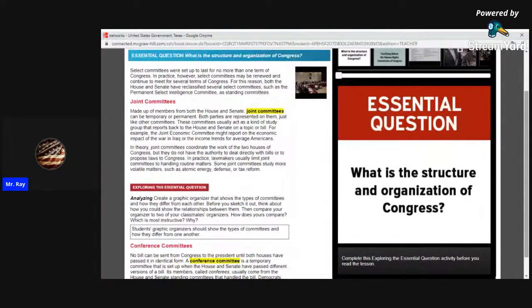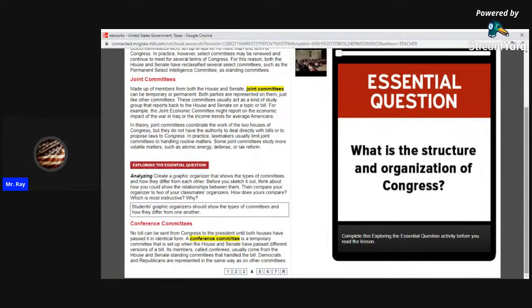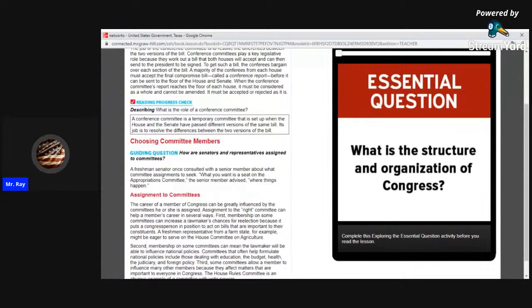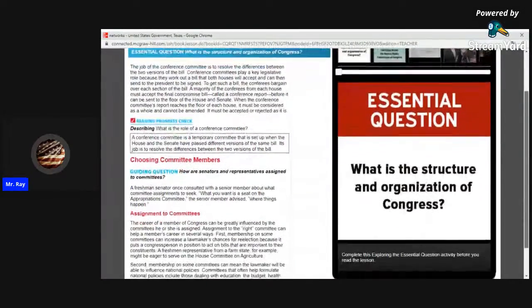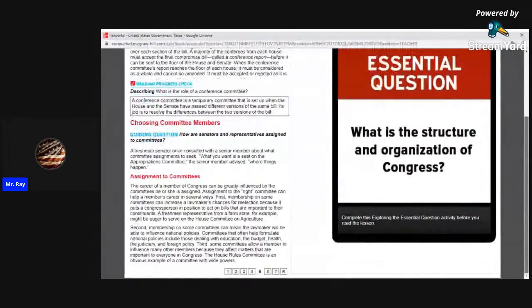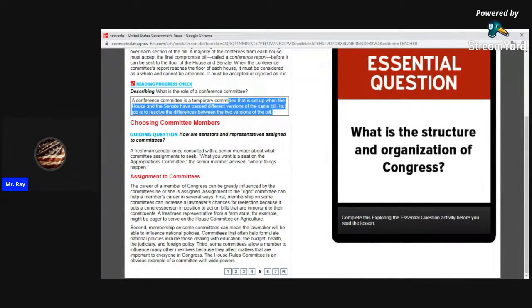So you can see the committees make up a lot of the House of Representatives. They're usually temporary, and they confirm if the House and the Senate bills are worded the same. Remember, we talked about this in the beginning. Both the House and the Senate need to agree on a bill, and the words of that bill need to be the same. And they are the ones that are going to do that job. So it's written right there, right? It's set up when the House and the Senate have passed different versions of the same bill. Its job is to resolve the differences between the two bills.